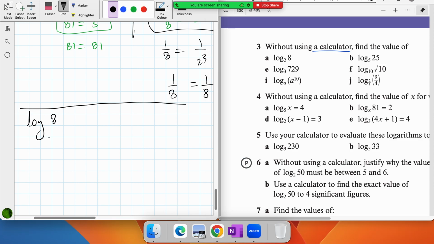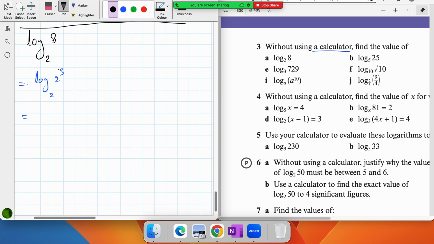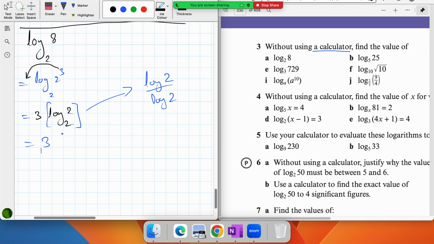So this is log 8 to base 2. May I write it as log 2 cube to base 2? 8 could be written as 2 cube. Next step is using power law. I am bringing this 3 on the outer side. So I'm writing 3 log 2 to base 2. And if you can see, this log 2 to base 2 could be written as log 2 divided by log 2. We are not writing it, we're just considering it, and our final answer is 1. Or we can say log b to base b is actually equal to 1.